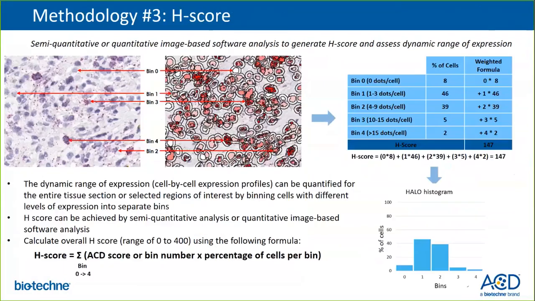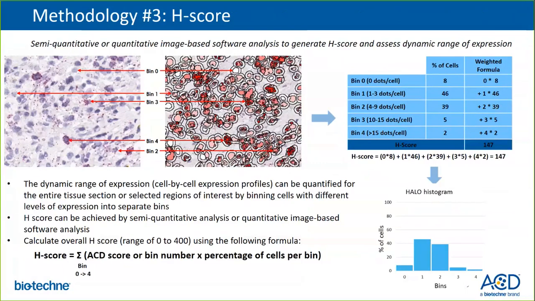The third method is H-score or histoscore. This method depends on defining different bins to cover the level of expression, as well as calculating the percentage of cells within each bin. The table on the right shows an example of this method. After you have both information, the data can be presented in a histogram to show the expression level distribution, or can be calculated as a score using the formula below.